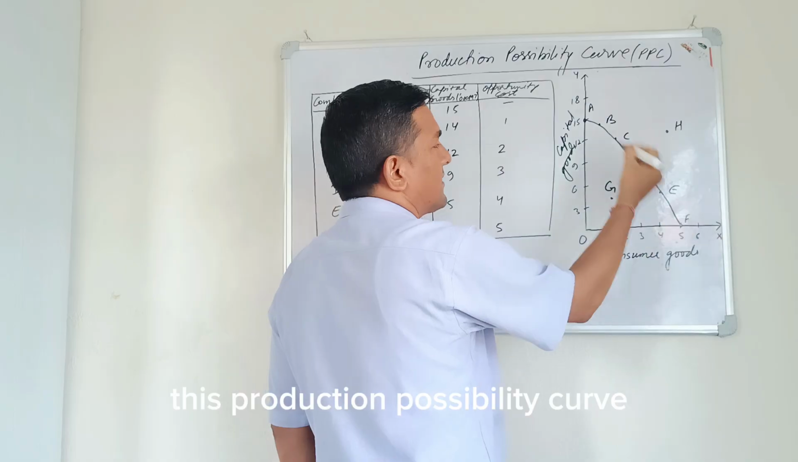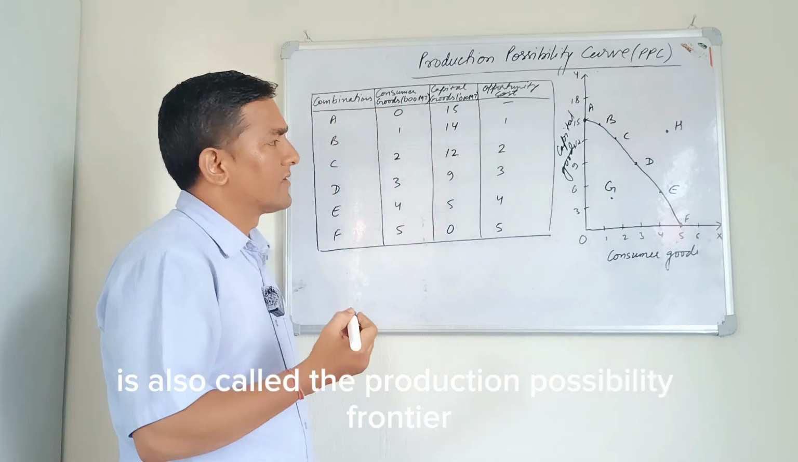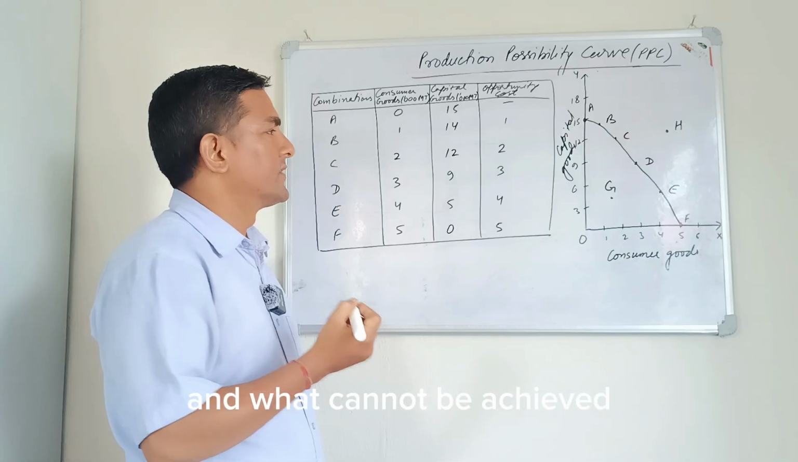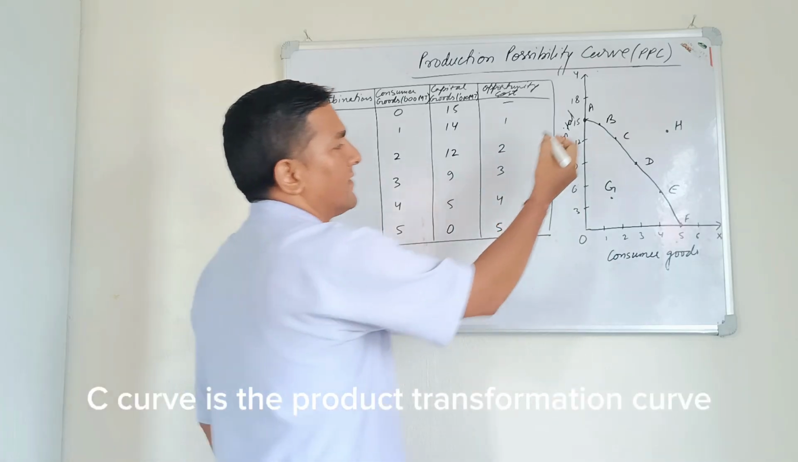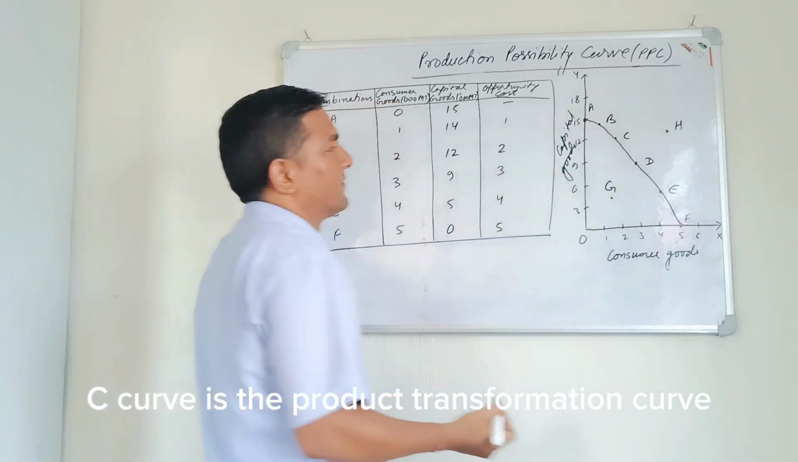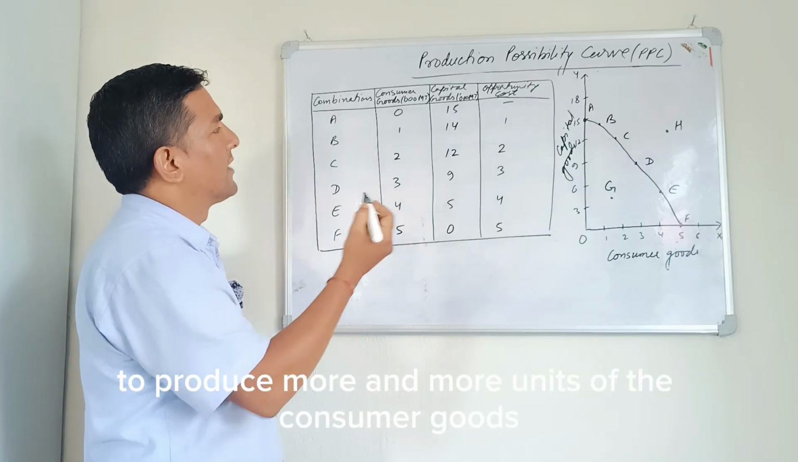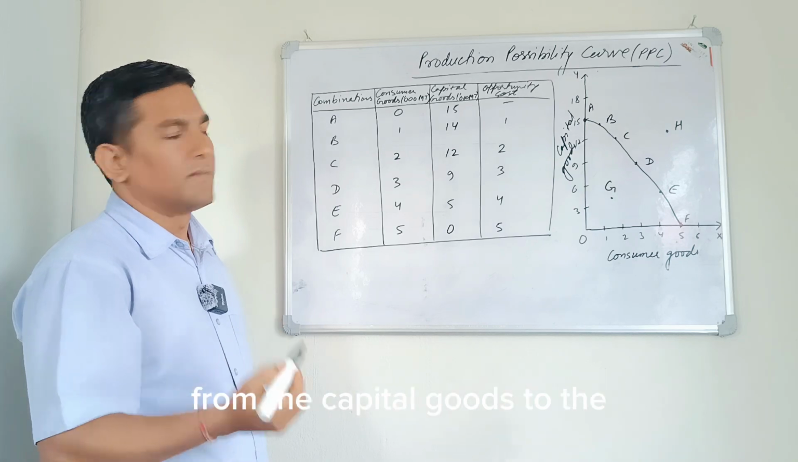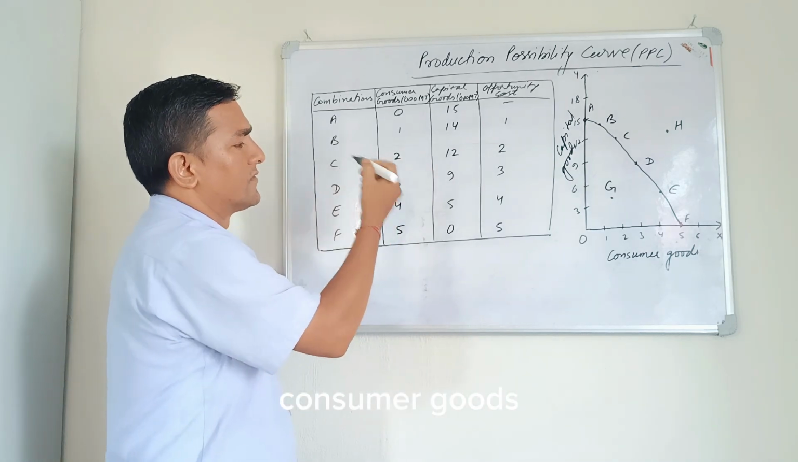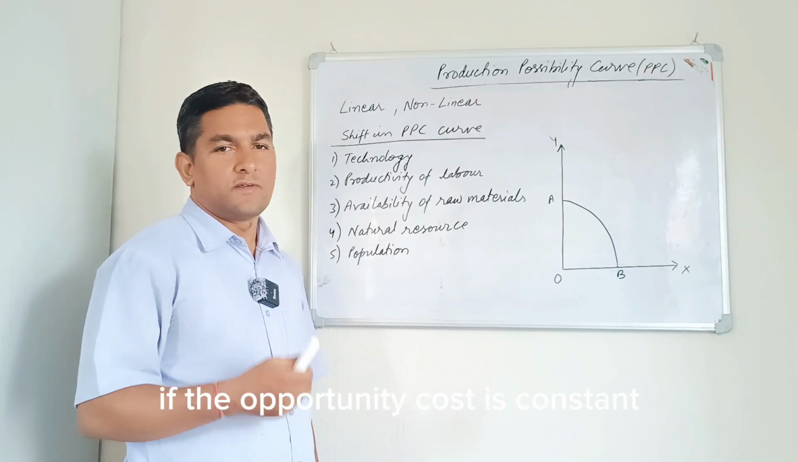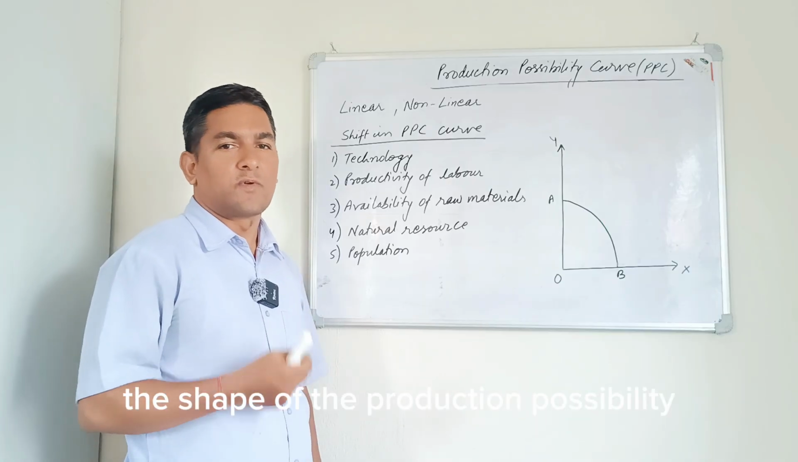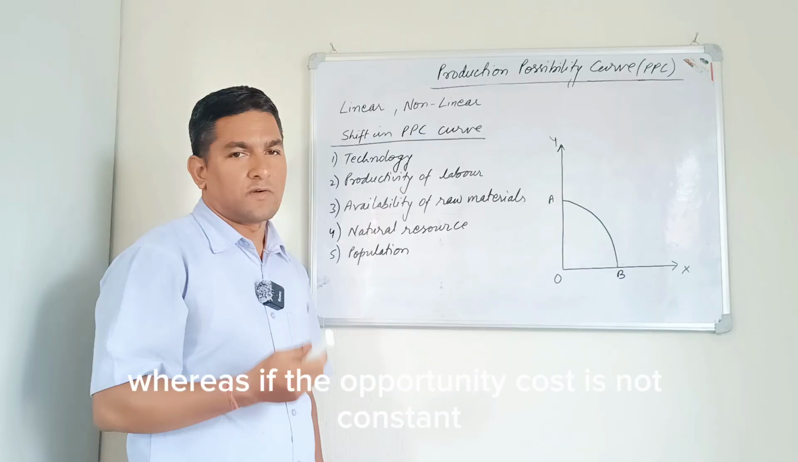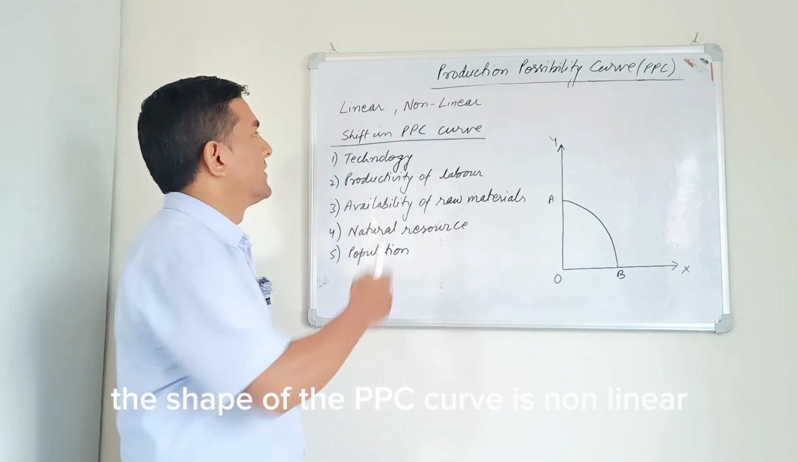This production possibility curve is also called the production possibility frontier, as it shows what can be achieved and what cannot be achieved. And another name of this PPC curve is the product transformation curve, because to produce more and more units of the consumer goods, we need to transfer the resources from the capital goods to the consumer goods. If the opportunity cost is constant, the shape of the production possibility curve is linear, whereas if the opportunity cost is not constant, the shape of the PPC curve is non-linear.